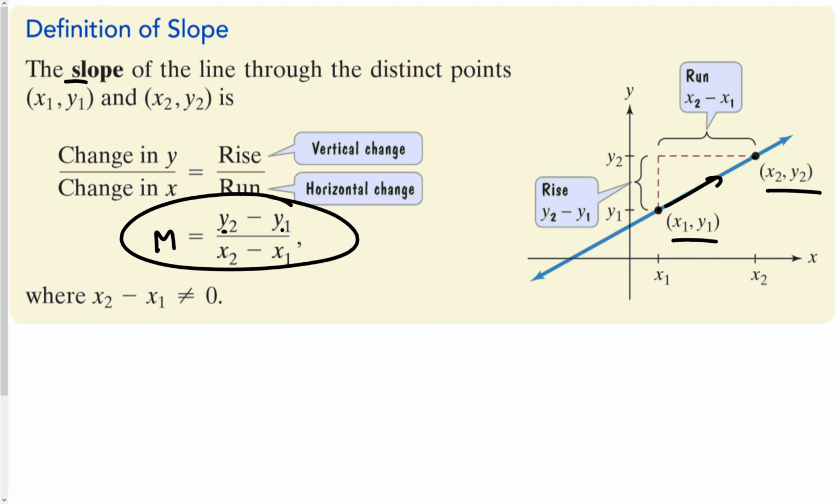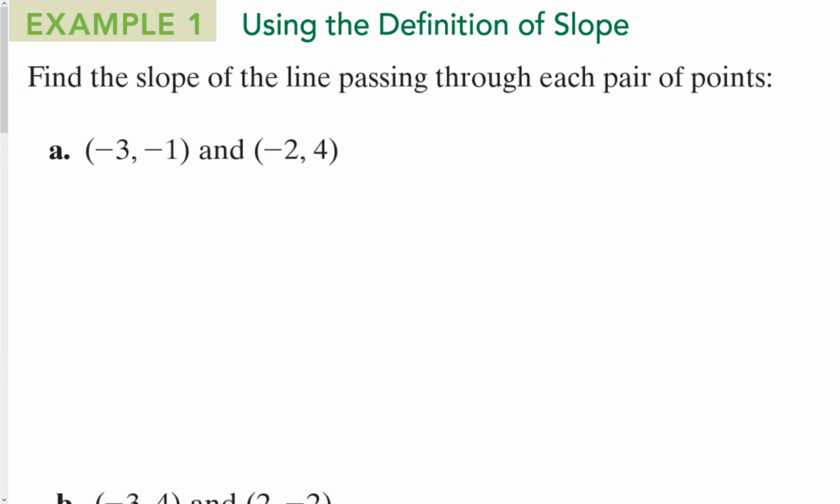So let's use the formula, y2 minus y1 over x2 minus x1, to calculate the slope of the line passing through these points. So first, let's start with the formula again. y2 minus y1 over x2 minus x1. Okay, well, one of these points has to be the starting point. One of these has to be the finishing point. So let's call this x1, y1, x2, y2.